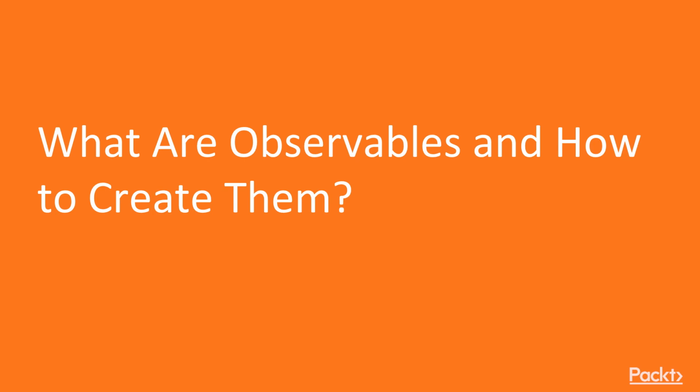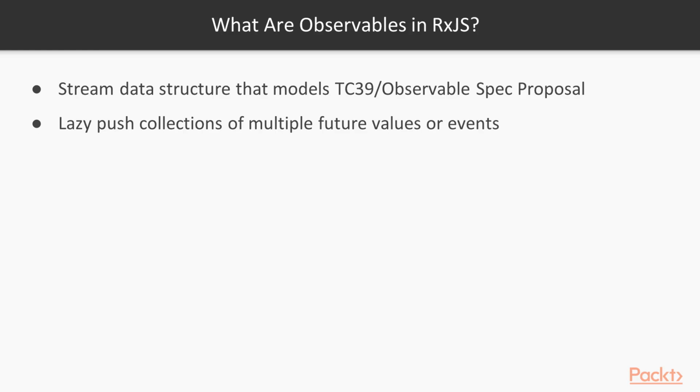So, what are observables and how to create them? Let's take a look at the definition that ReactiveX gives us. Observable is a stream data structure that models TC39 observable spec proposal. Observables are lazy push collections of multiple future values or events. Keywords here are stream, push collections, and future values.